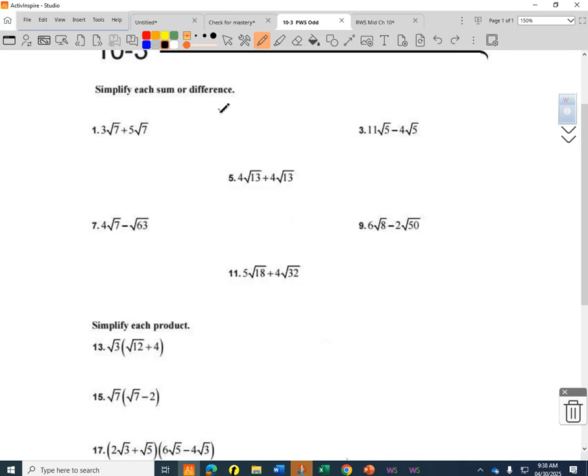What's the answer to number 1? 3 square root of 7 plus 5 square root of 7. Say it again? 8 square root of 7, right? So if the number under the square root is the same, you just add the coefficients. Everyone should be writing what I'm writing. Same way with number 3, whether it's addition or subtraction.